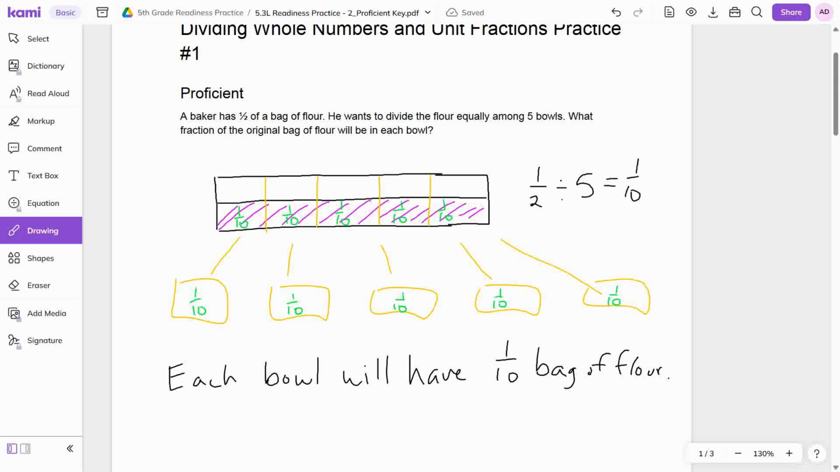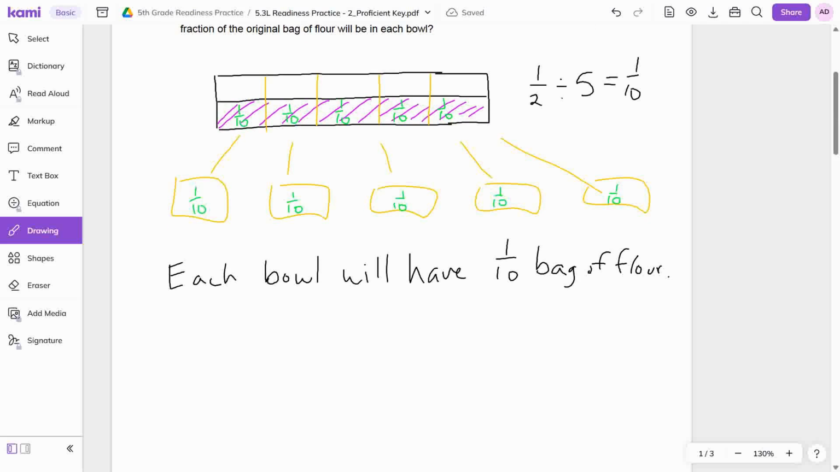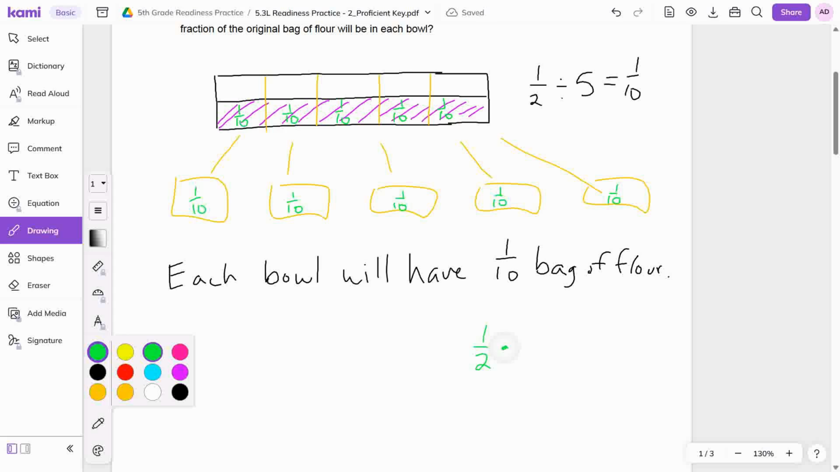Now, how can we do that without the picture? Well, let me show you down here. When we divide by a whole number, that's the same thing as multiplying by its reciprocal. So we can take our 1/2, and then instead of the division, we can use the reciprocal, which is multiplication. And instead of the 5, which is really 5 over 1, I could flip that upside down. That's called the reciprocal. And I can do 1 over 5. So whole numbers are fractions over 1. And if we multiply straight across, we get our 1/10.